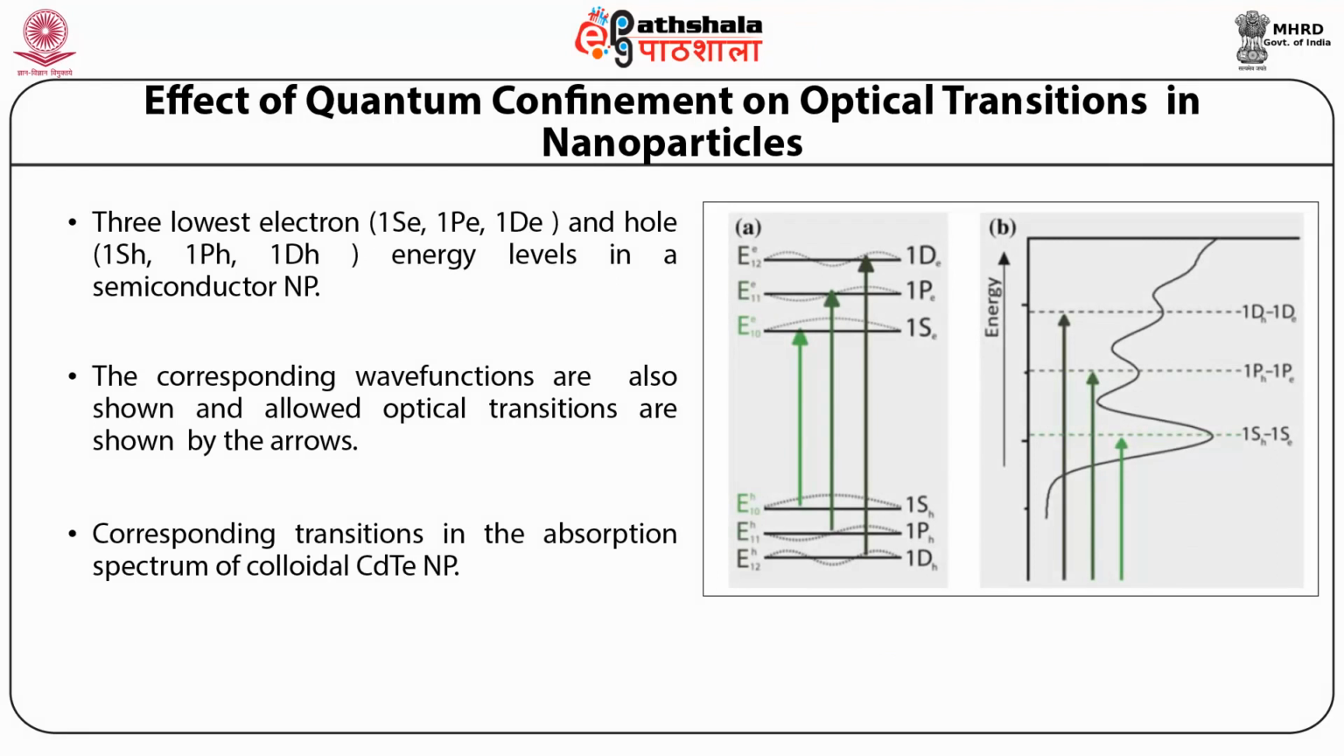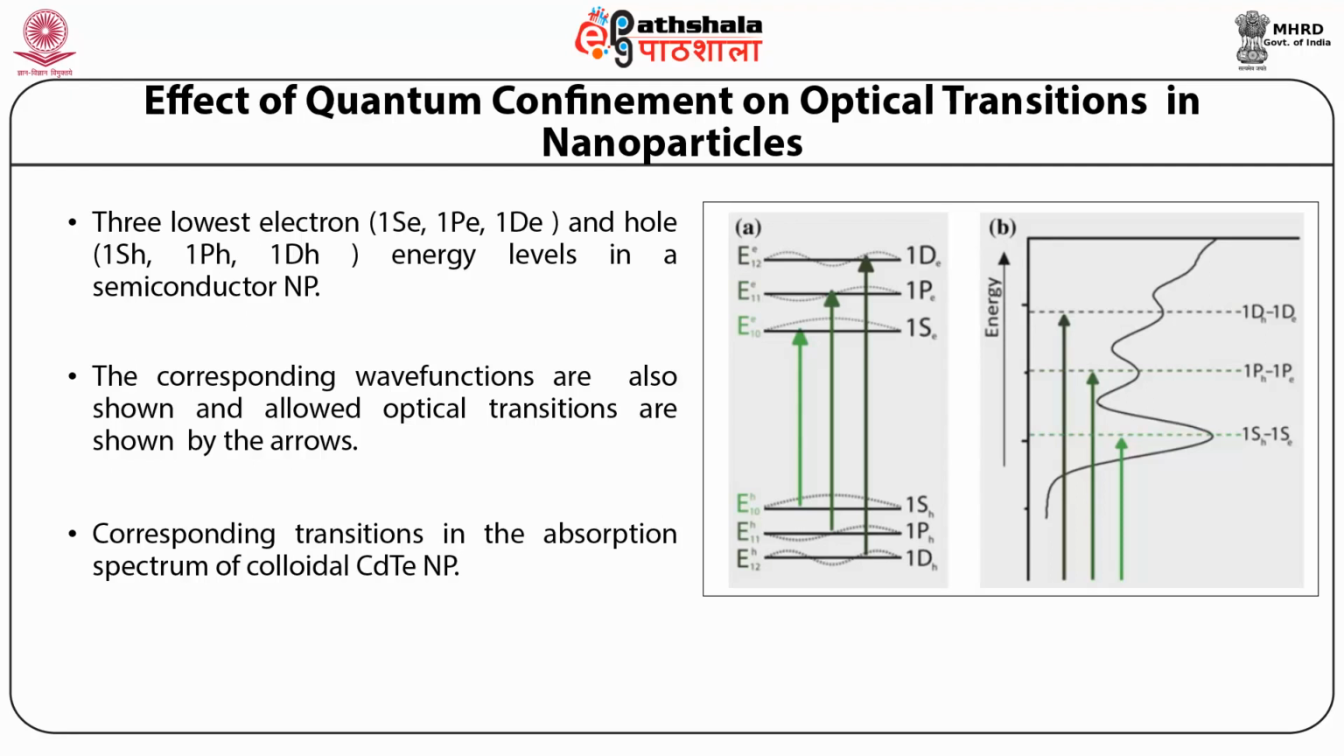So, as discussed before, the lowest energy optical transition can be assigned to the 1Sh to 1Se level, and the second transition to the 1Ph to 1Pe level, which is clearly shown in this figure. So, scaling the size of the nanoparticle with the exciton Bohr radius, aB, is the most convenient length scale to determine the effect of quantum confinement on the properties of semiconductor nanoparticles.